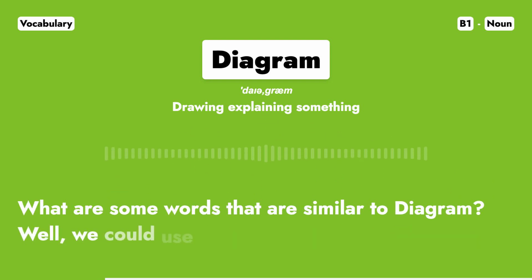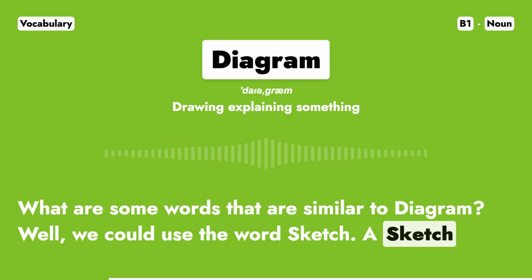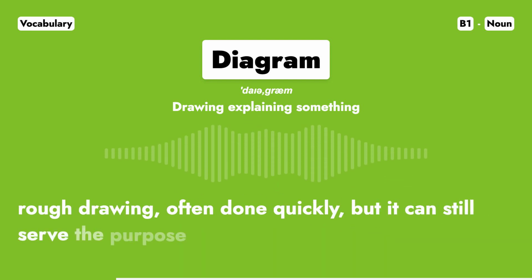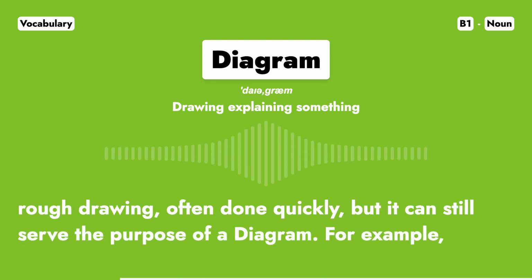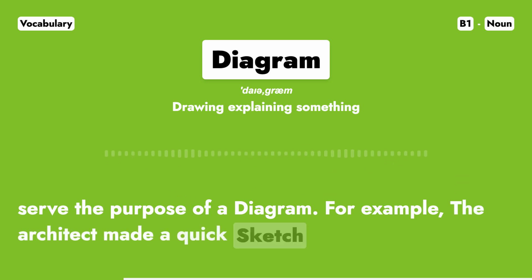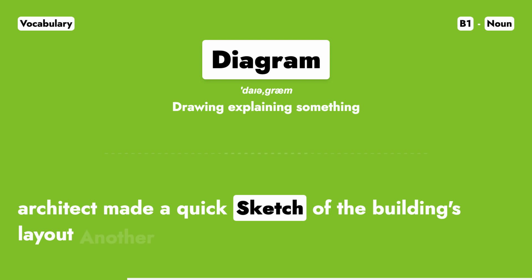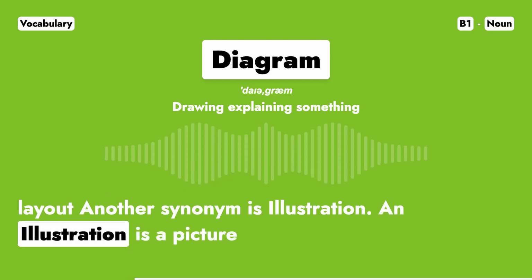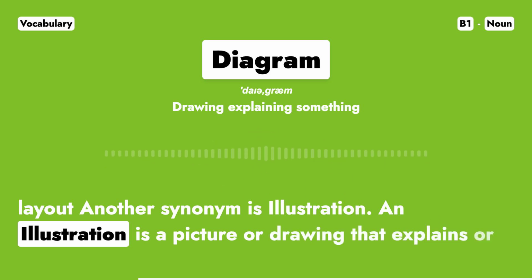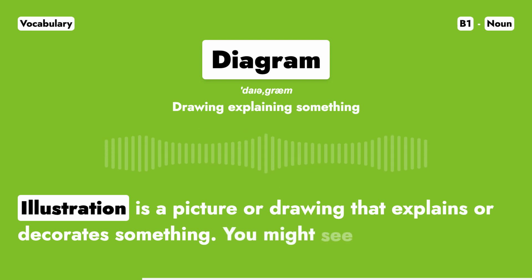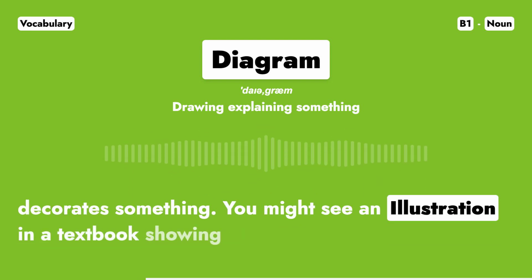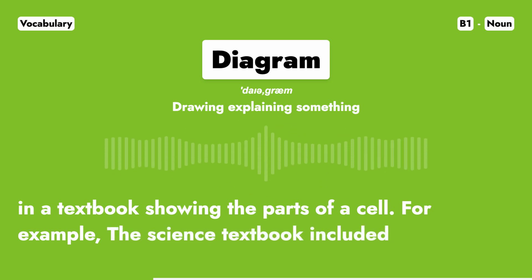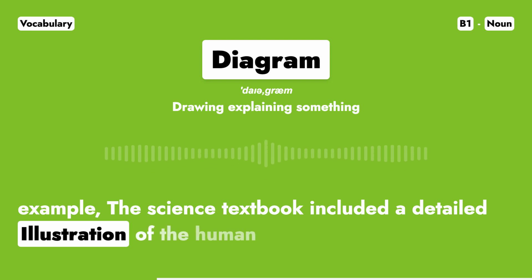Well, we could use the word sketch. A sketch is a rough drawing, often done quickly, but it can still serve the purpose of a diagram. For example, the architect made a quick sketch of the building's layout. Another synonym is illustration. An illustration is a picture or drawing that explains or decorates something. You might see an illustration in a textbook showing the parts of a cell. For example, the science textbook included a detailed illustration of the human heart.